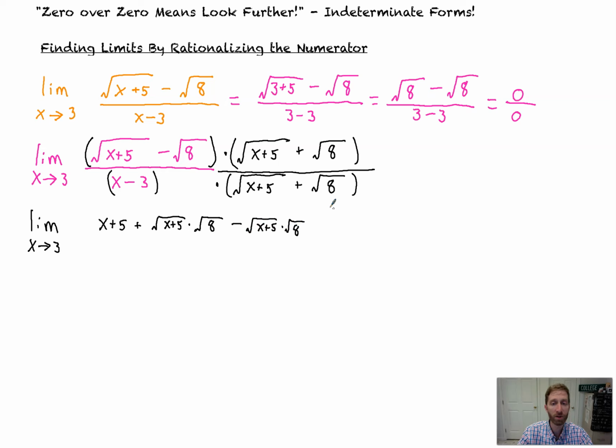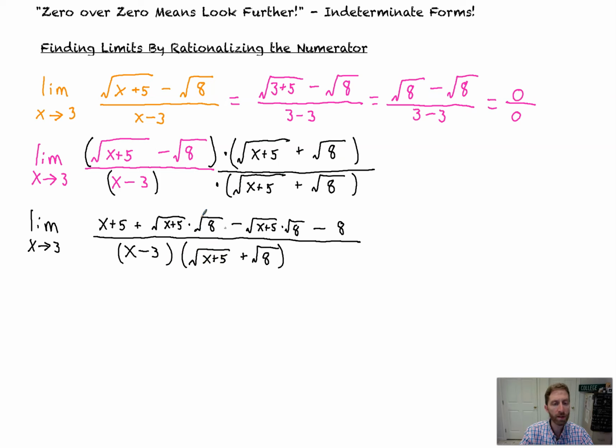They're two of the same terms. And then root 8 times root 8 is 8. And of course, there's a minus times a plus, so it's minus 8 all over. Now, here's a very important idea. There's no reason at all to distribute these terms to the x minus 3 because our goal is to manipulate the numerator, not the denominator. So I'm going to leave everything as root x plus 5 plus root 8.